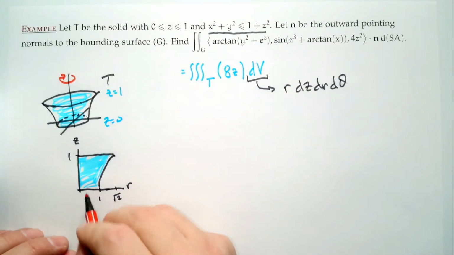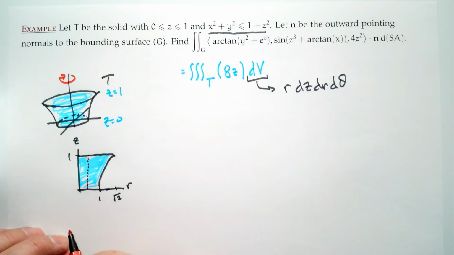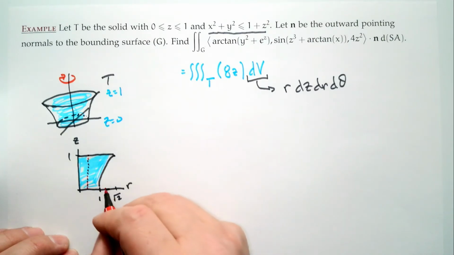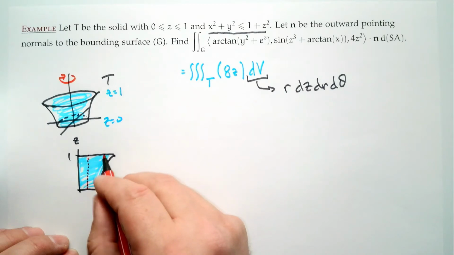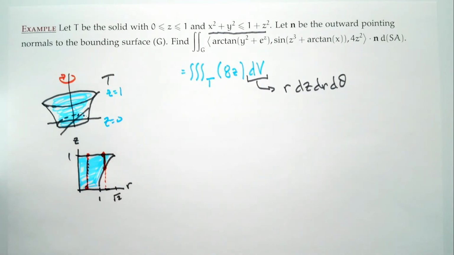Namely, when r is small, below 1, I'm just going from 0 to 1. But when r gets past a certain point, when I'm between 1 and square root of 2, I actually go not between 0 and 1, but between this curve here and 1. Which means if we were to integrate in the order dz, dr, d theta, we'd have to split our integral into two parts because the lower part changes. Two integrals is twice as much work as one integral. So we'd like to get one integral. Is there a way to get one integral? Change the order.